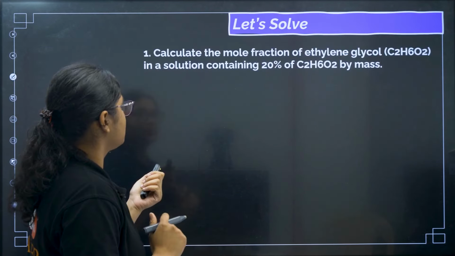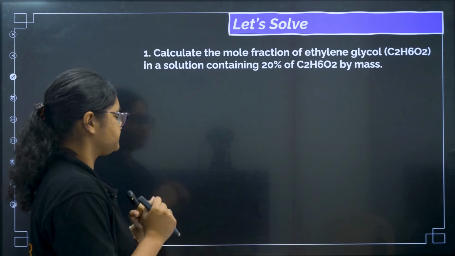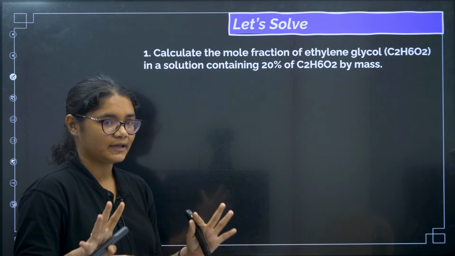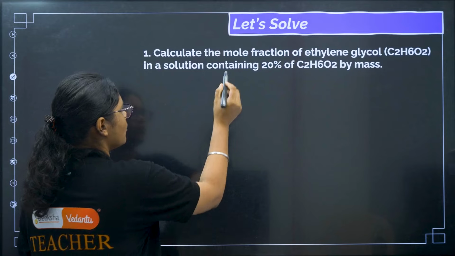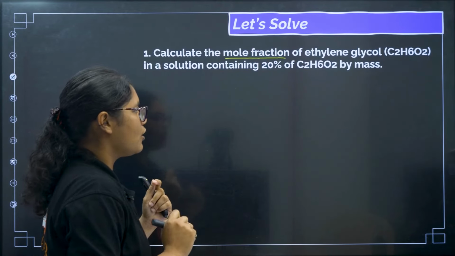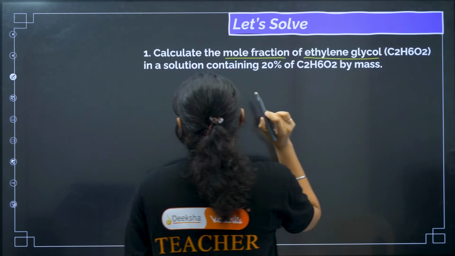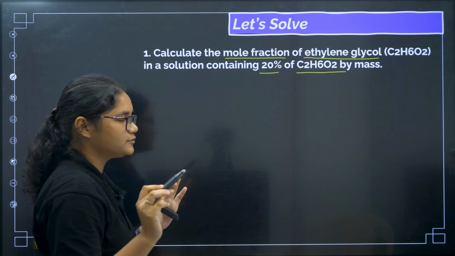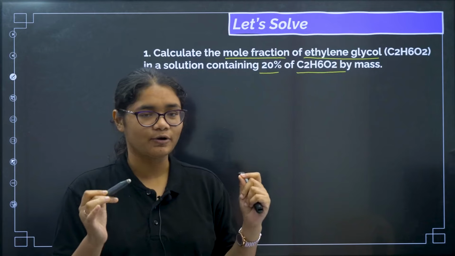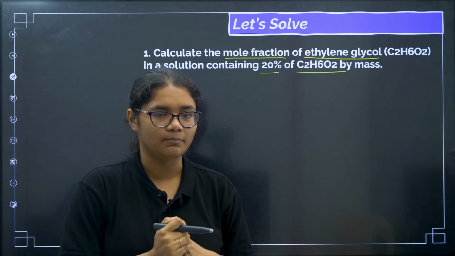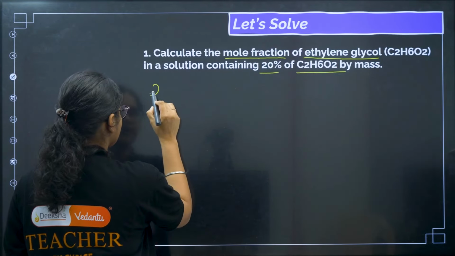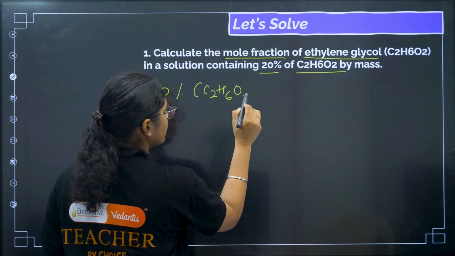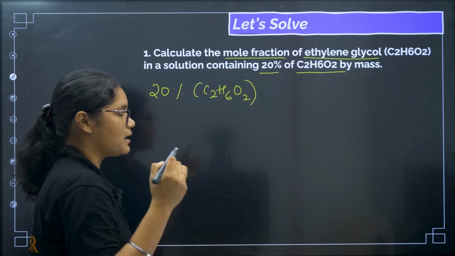Okay, next coming to one question for you. Let us solve this question. You also try this question and tell me whether you are able to solve it or not. Calculate the mole fraction of ethylene glycol in a solution containing 20% C2H6O2 by mass. So here the mass percentage concept is also important and the mole fraction concept is also important. Now what is given here? 20% of ethylene glycol. What does this mean? What is the mass of ethylene glycol?